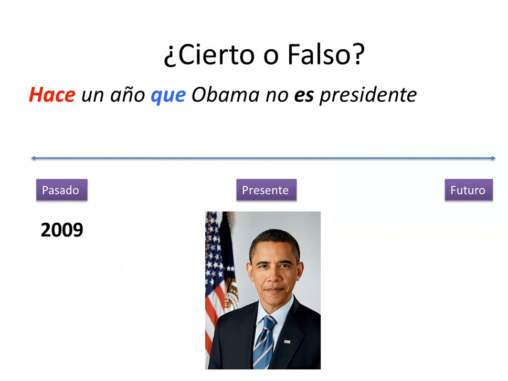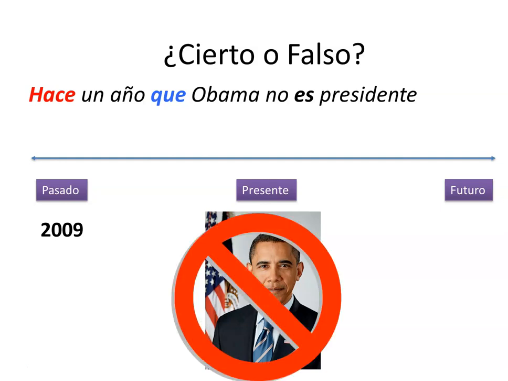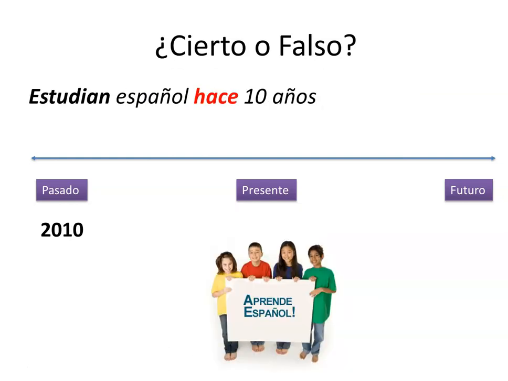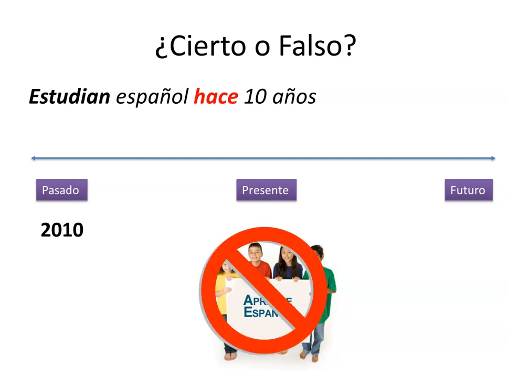What about this one? Cierto o falso, true or false. Hace un año que Obama no es presidente. What do you think? No, no es hace un año, is more than 1 year. What about this one? Cierto o falso. Estudian español, these are going to be ellos, estudian español hace 10 años. What do you think? I don't think so. Yo creo que is less than 10 years. It can be, we can say, maybe hace 5 años.